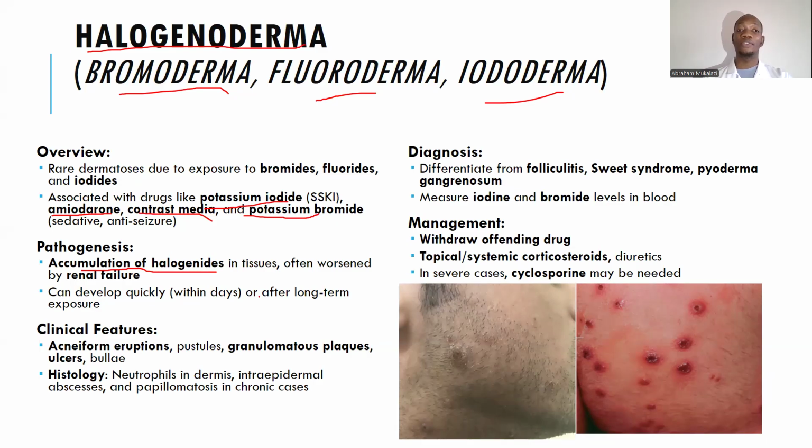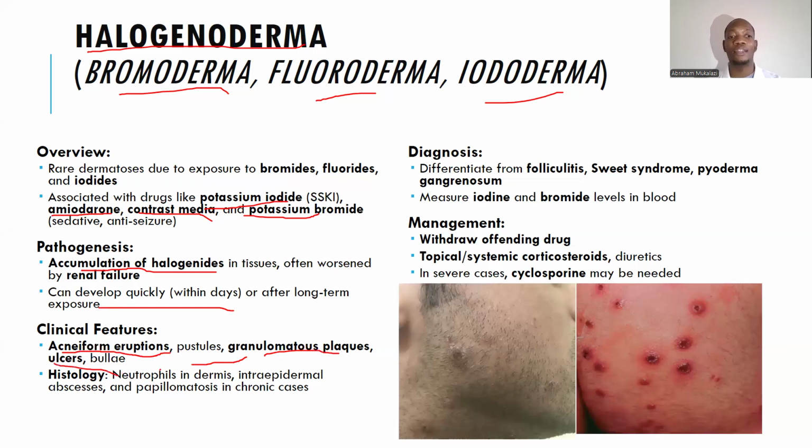So in the pathogenesis, you can have accumulation of these halogens in the tissues, and often if someone has an underlying kidney disease that doesn't allow them to eliminate these chemicals, then this can worsen the condition. So sometimes it will develop quickly within days after you've given the drug, or sometimes it can occur long term after exposure. So in the clinical picture, someone will get an acneiform eruption on the face that will have pustules, sometimes granulomatous plaques.